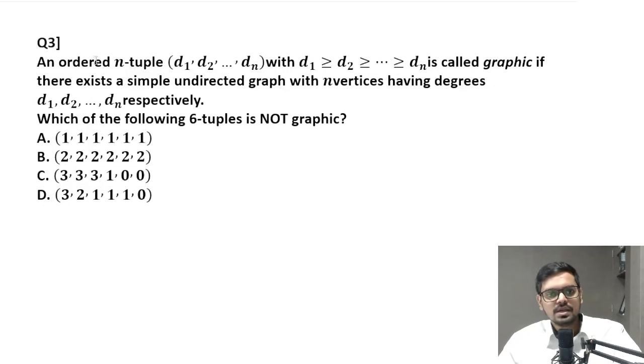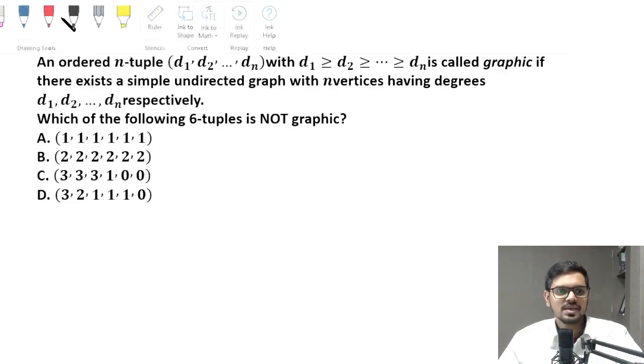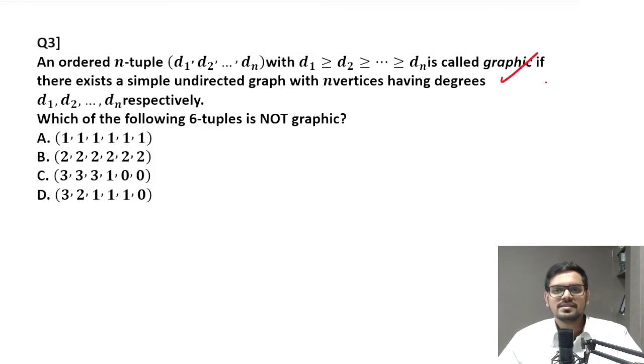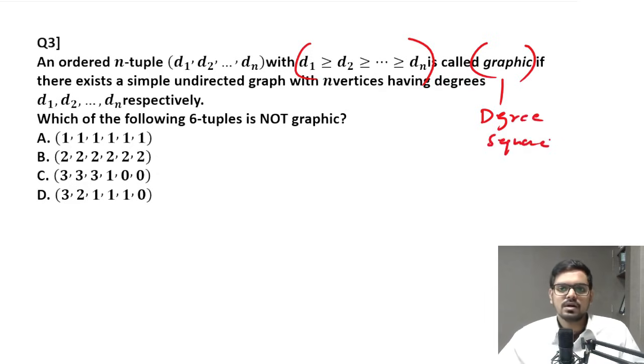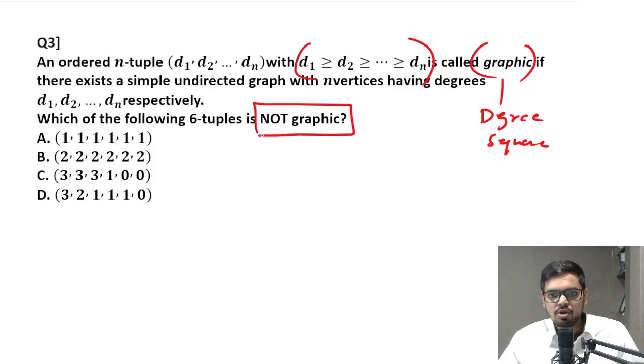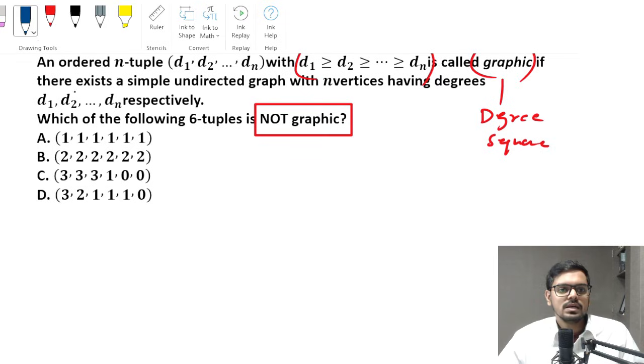Tried. The question says an ordered n-tuple like this in decreasing fashion is called graphic if there exists a simple undirected graph with n vertices having those degrees. Which of the following 6-tuples is not graphic? So graphic here means, I hope you got the idea, a degree sequence. They are changing the term degree sequence to graphic. So basically what we have to find is not graphic, which is not a degree sequence. Among these, which of the following is not a degree sequence?